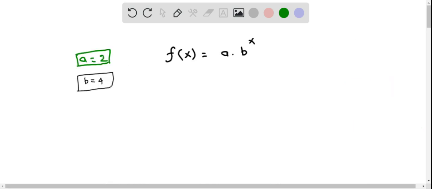We can now write the exponential equation having determined the values of a and b. So let's plug in the values of a and b into the exponential equation. So therefore our exponential equation is f of x equals, replacing a by 2 and b by 4, 2 times 4 power x. And so this is the required exponential equation.